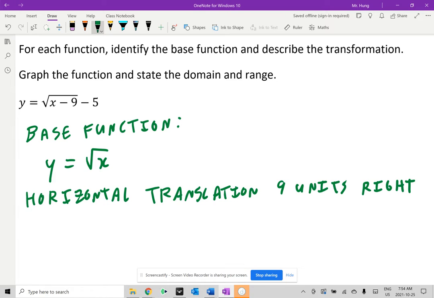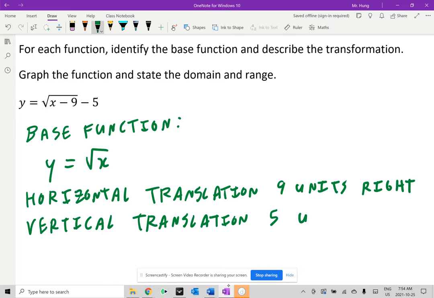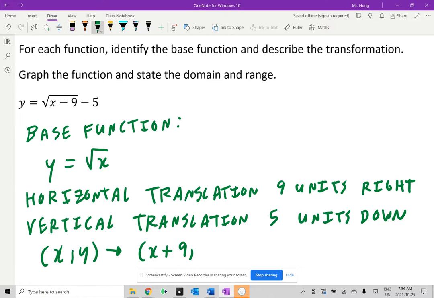And of course, the second transformation, the minus 5 at the end, really means go down by 5 units. But mathematically speaking, you should write down vertical translation, again, 5 units down. Now, what about the mapping rule? How do you describe this? Well, (x, y) becomes, because you're going to go right by 9, x becomes x plus 9. And because it's going to go down by 5 units, y becomes y minus 5.